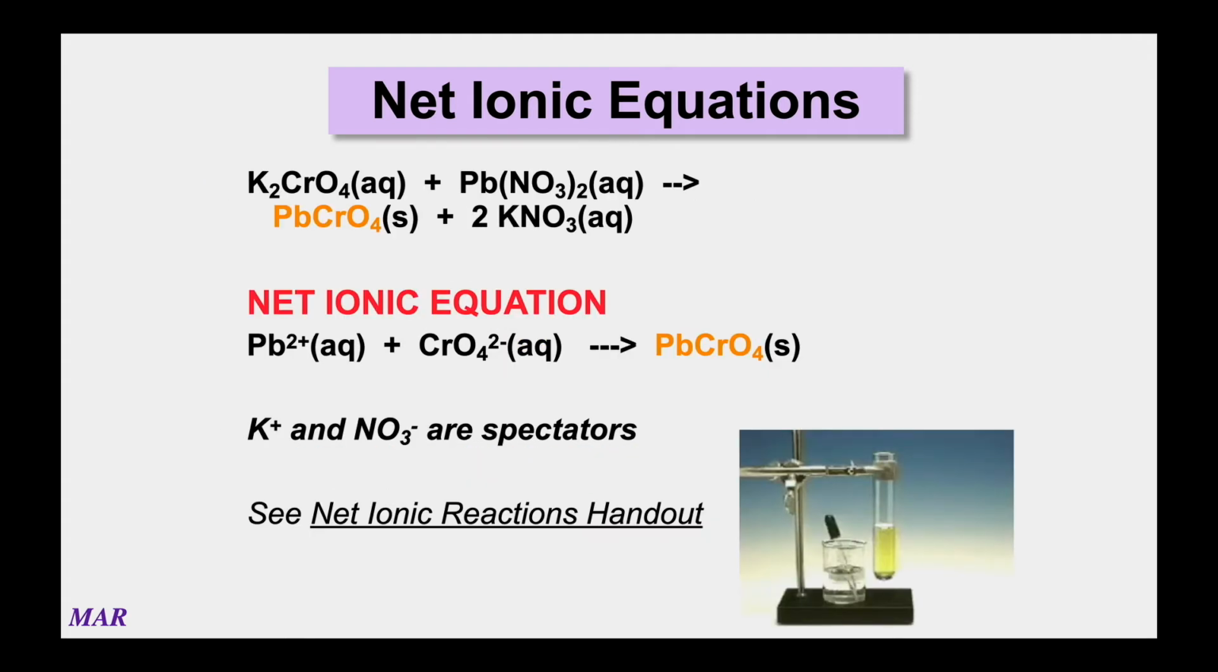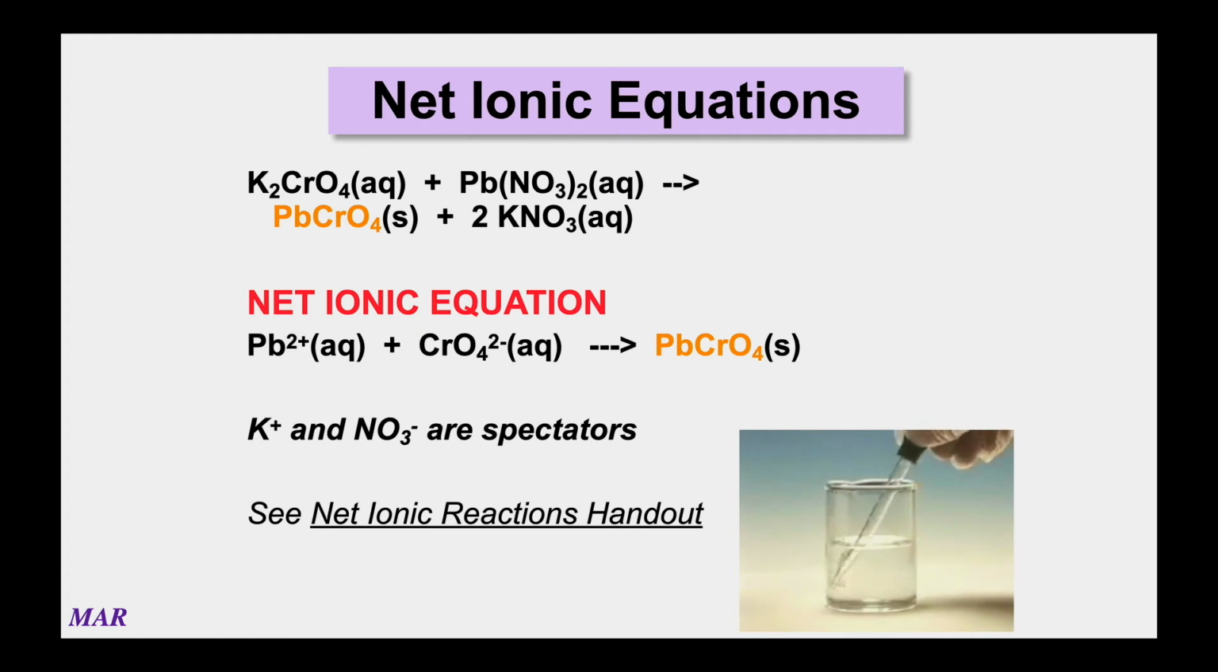A solution of lead nitrate is added to a solution of potassium chromate. A yellow precipitate of lead chromate forms, leaving potassium nitrate in solution. The potassium and nitrate ions do not take an active part in the reaction. This is the reaction between potassium chromate and lead(II) nitrate, and a cool yellow solid appears. You can see it in the video.